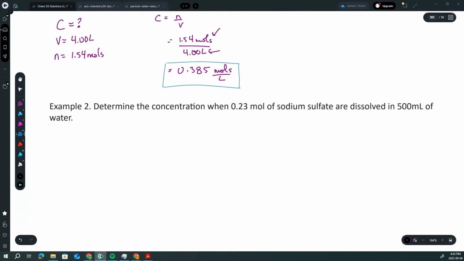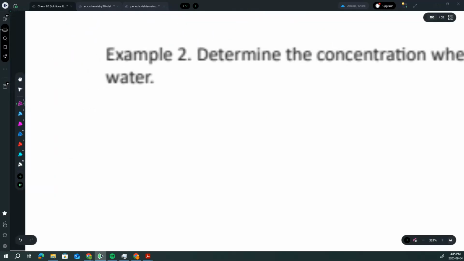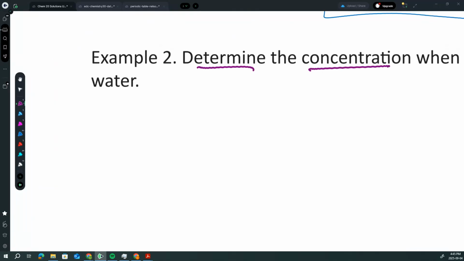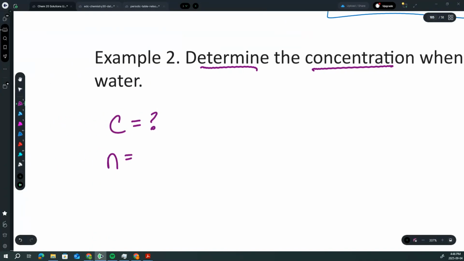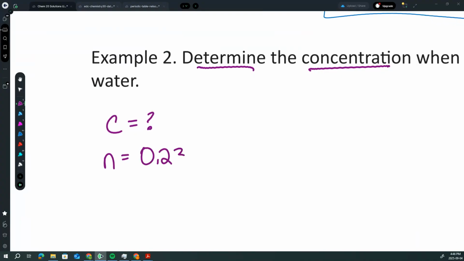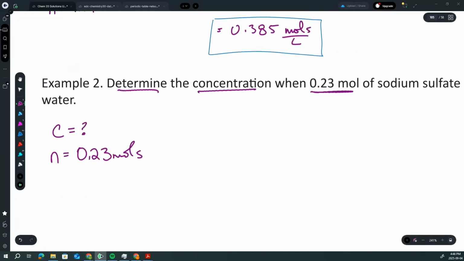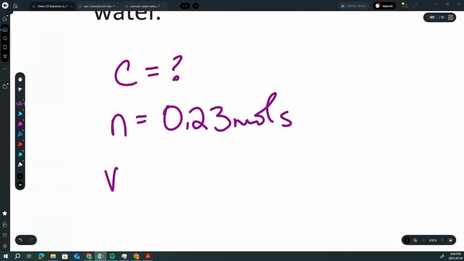All right, for our next example, it's asking us to determine the concentration when 0.23 moles of sodium sulfate are dissolved in 500 milliliters of water. So because it says determine the concentration, we have no clue what that is. For our moles, that was 0.23. And then for our volume, it was 500 milliliters.